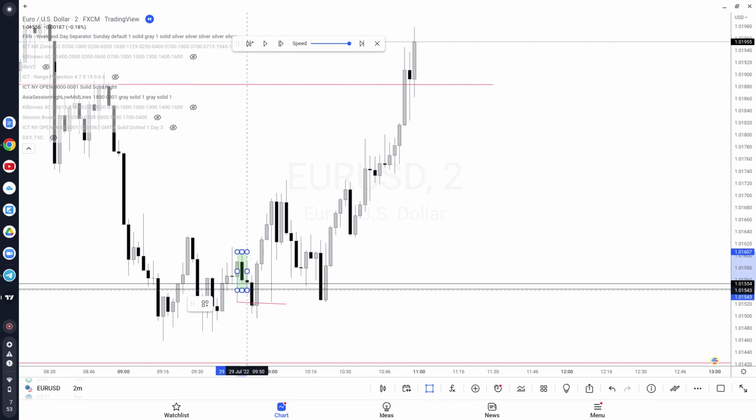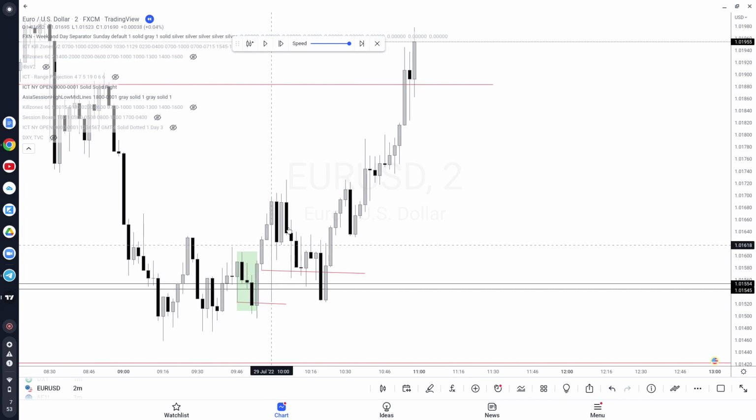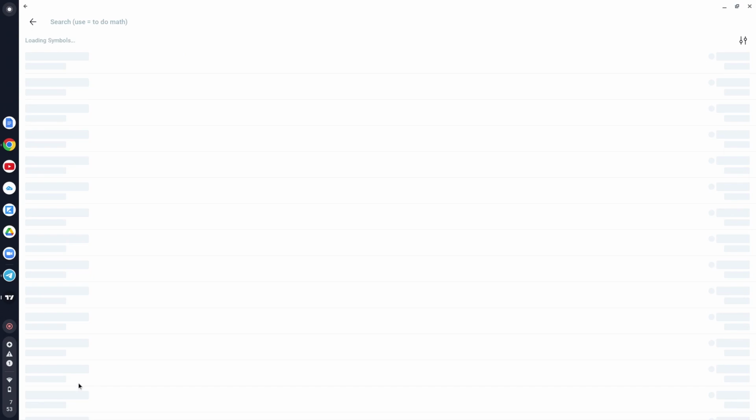Here's your order block. Here's your fair value gap inside of that order block, and price trades to the fair value gap. And then we see it never come back below that low.